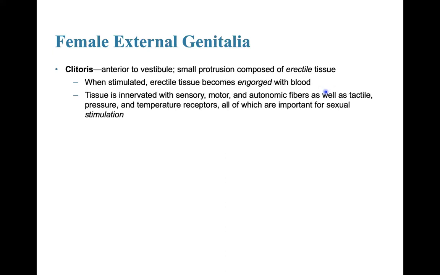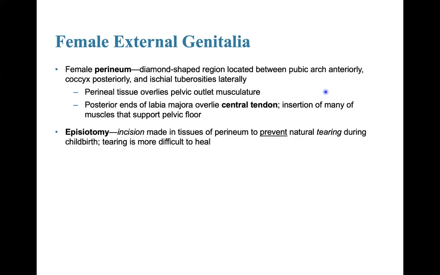The clitoris is anterior to the vestibule and is a small protrusion composed of erectile tissue. When stimulated, the erectile tissue becomes engorged with blood, and the tissue is innervated with sensory, motor, and autonomic fibers, as well as tactile pressure and temperature receptors, all of which are important for sexual stimulation.